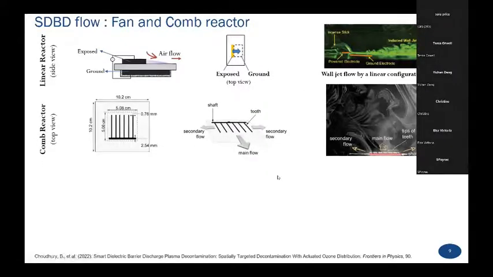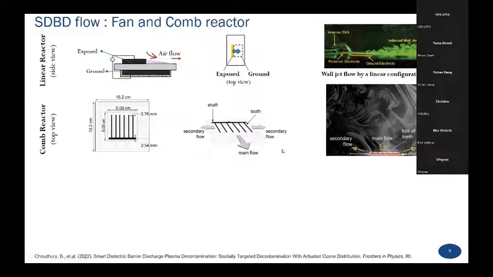Next, we have the comb reactor configuration. This can be seen as a combination of various linear reactors, which results in flow structures because of interaction of various flows induced by all these electrodes with respect to the ground electrode.